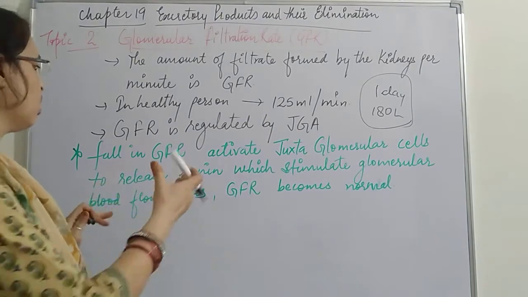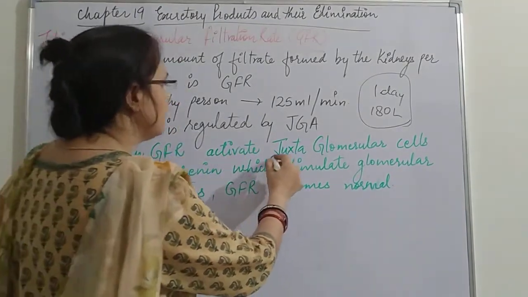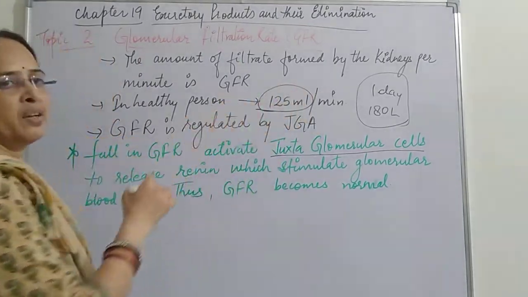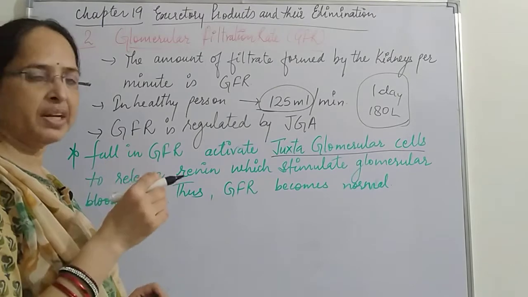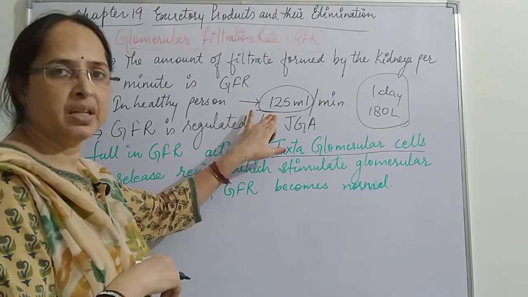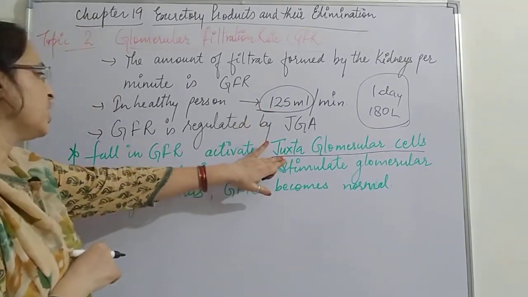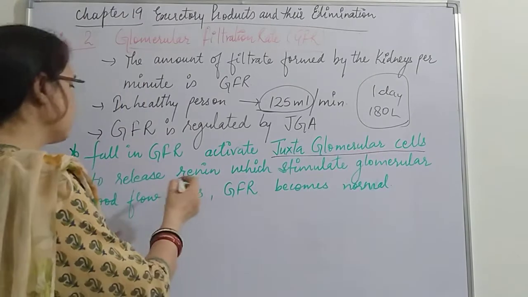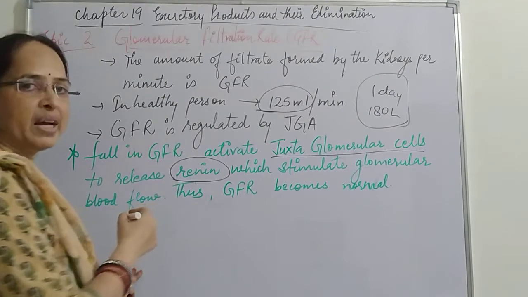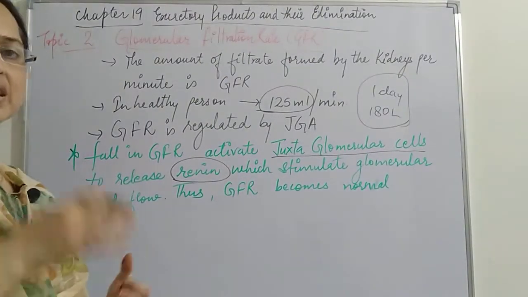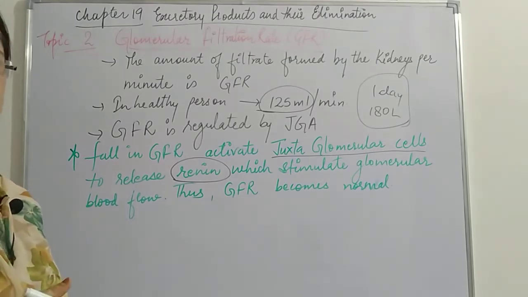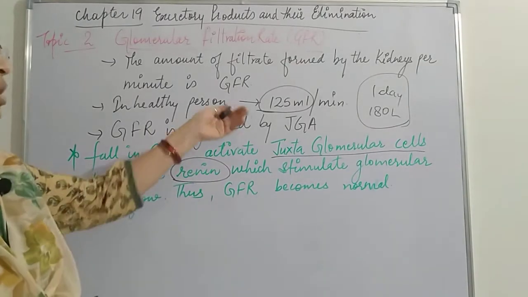So here is the role of juxtaglomerular cells. When there is fall in the glomerular filtration rate, when it goes down less than 125 milliliter per minute, then juxtaglomerular cells release renin, and this renin acts on the glomerulus so that the maximum blood can enter into the glomerulus and the filtration rate can be increased and brought back to normal.